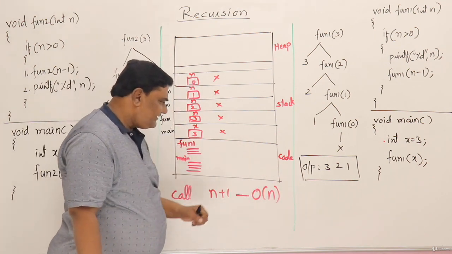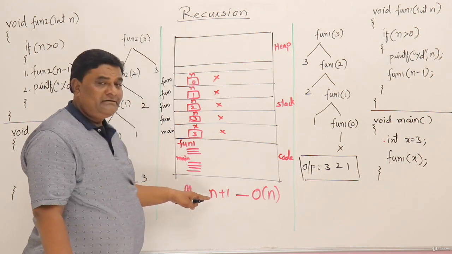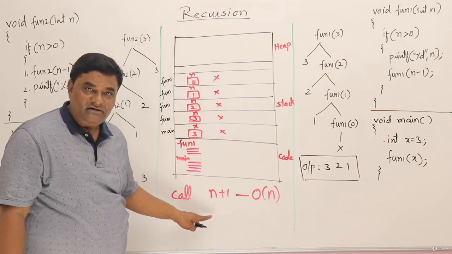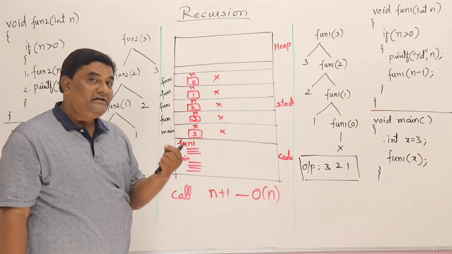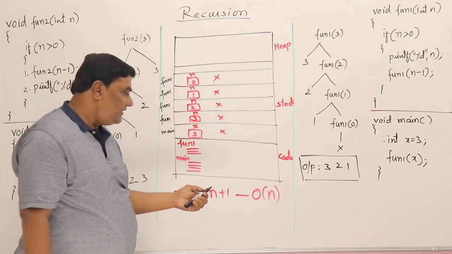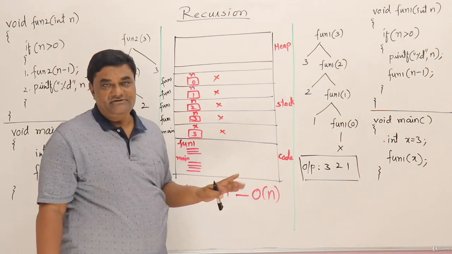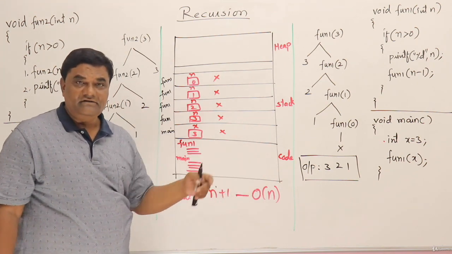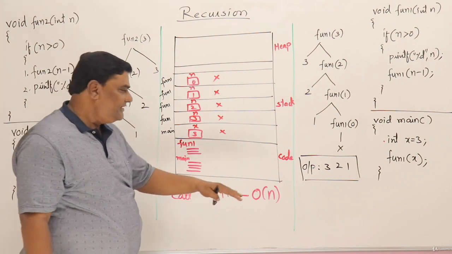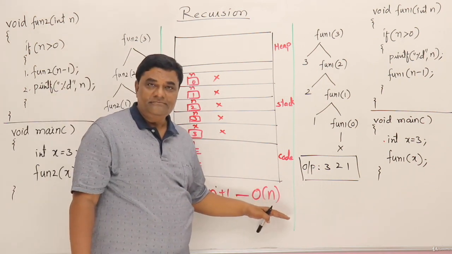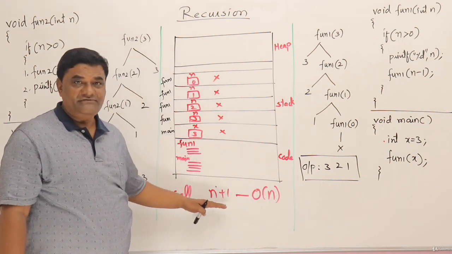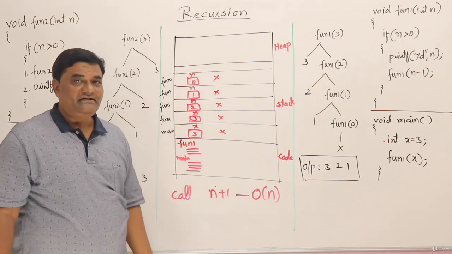Why not plus 1 there? See, this is a polynomial, a formula n plus 1, in which the degree of the formula is 1. The highest term is n. So we take n. So we write degree there, order of n or degree of n. So we mention the space as order of n. But actually if you see, n plus 1 activation records are created.